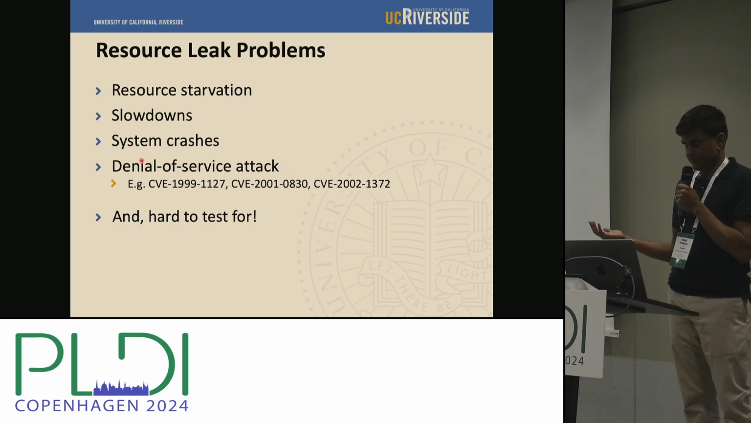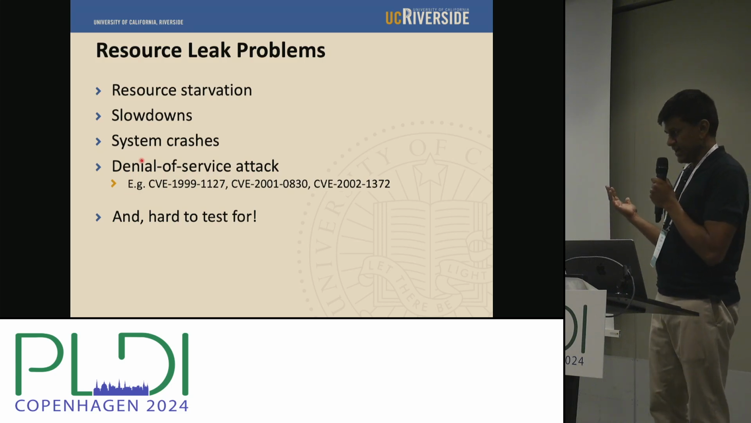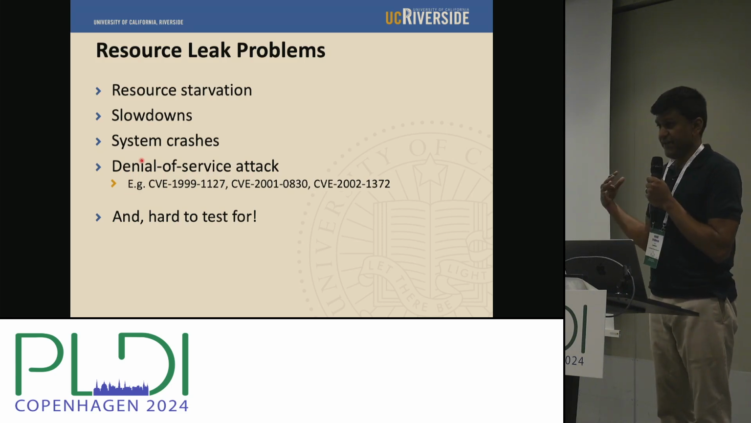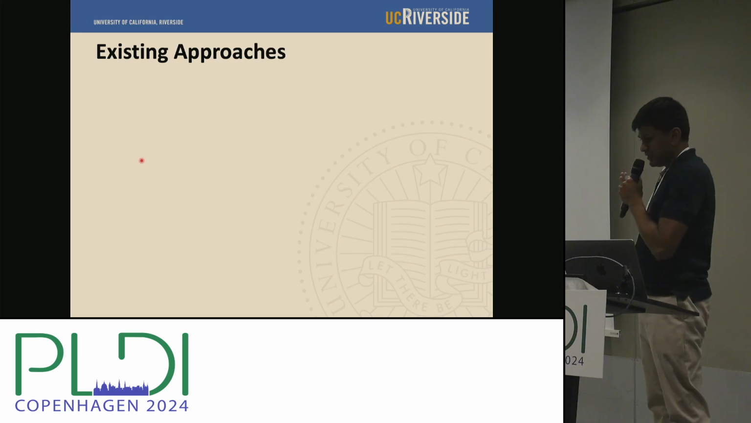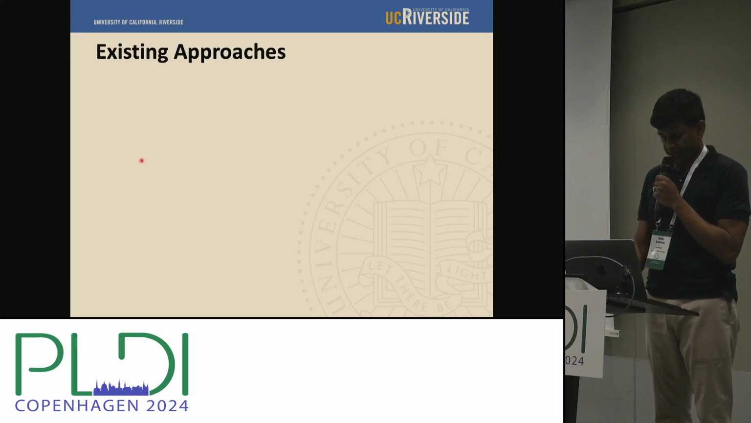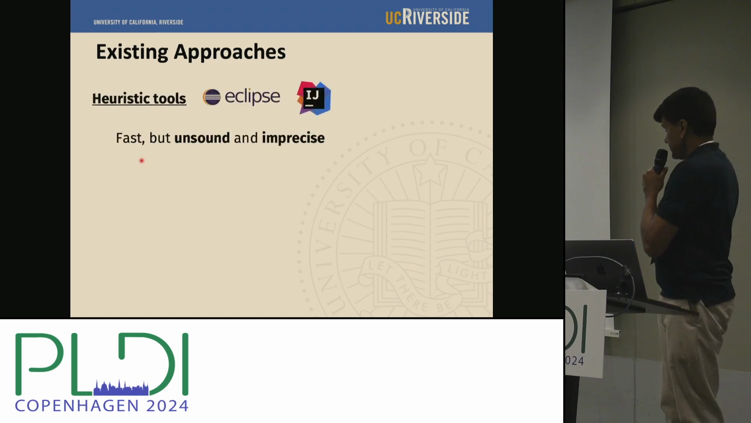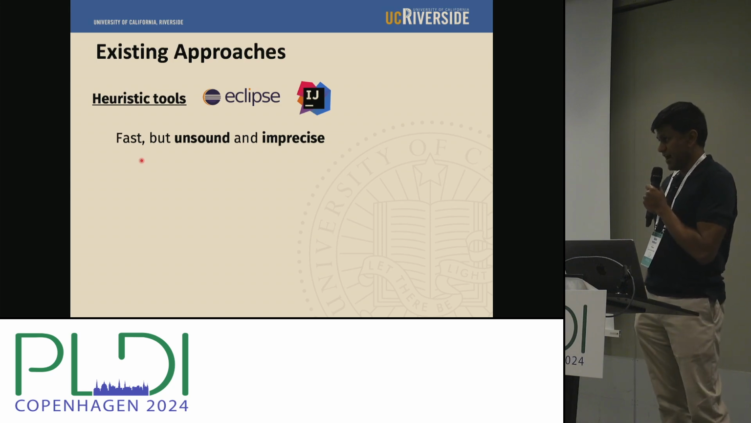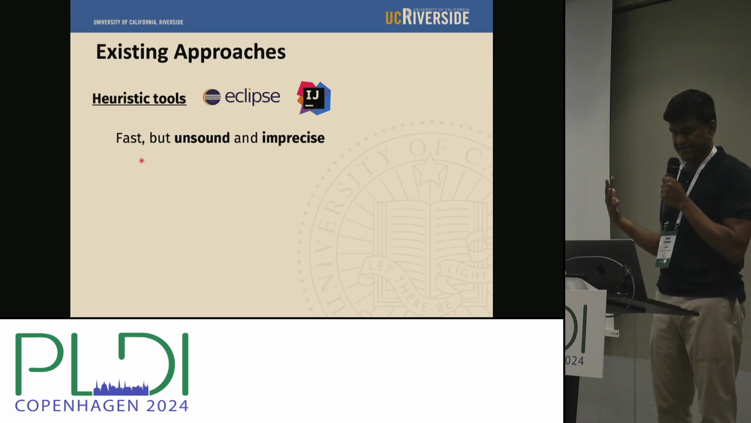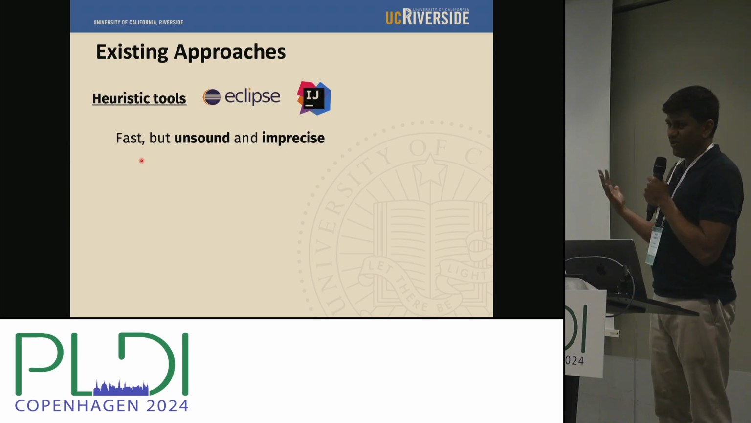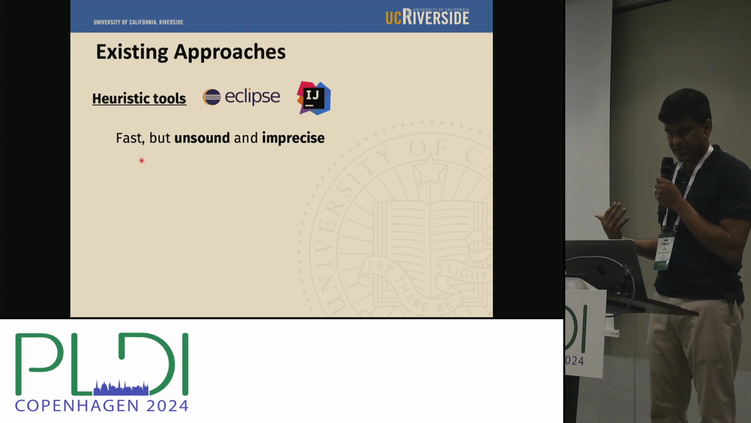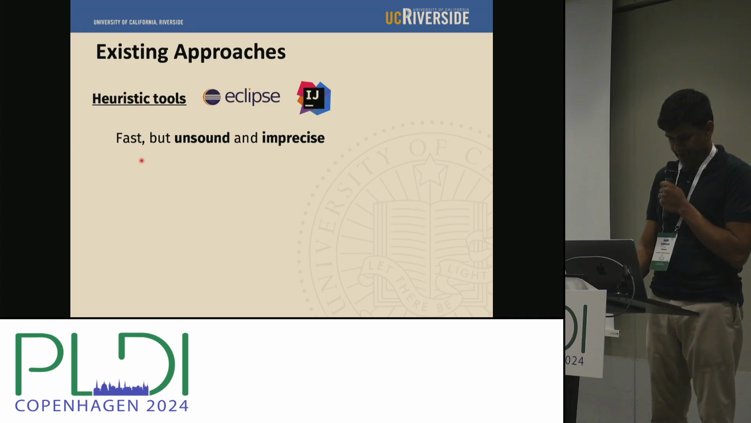So for many, many years, people have worked on automatic techniques to try to statically detect or prevent resource leaks. So I can give a very rough categorization of existing approaches. We can kind of put them into three categories. The first is heuristic tools. These are often built into your IDE. Eclipse has a resource leak detector. IntelliJ has a resource detector. And these tools run very quickly. They can give you reports without taking a long time. But in our experience, they're both unsound. They miss real issues. And they're also kind of imprecise. They report a lot of false positives. So hopefully we can improve on that.